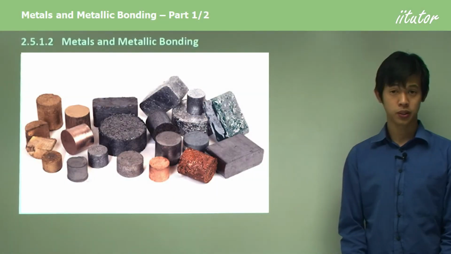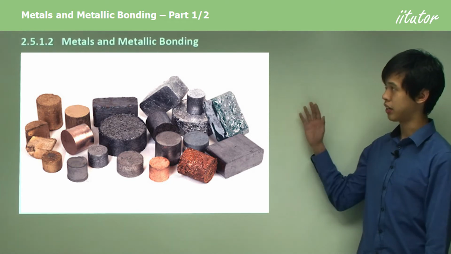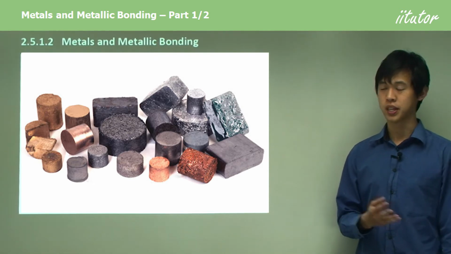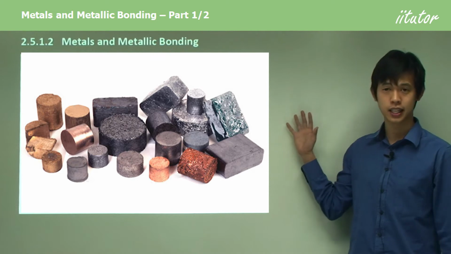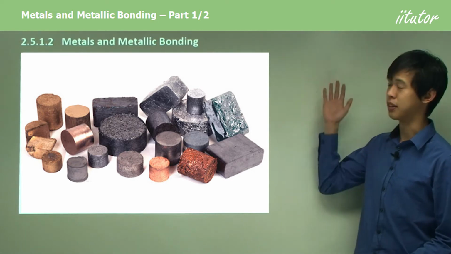And in the previous lesson, we looked at elements and compounds and mixtures. And in today's lesson, we're going to look at the first type of bonding, and then we're going to cover 4 types of bonding, but the first one will be metals and metallic bonding. We're going to see how metals get their properties from this particular bonding structure.